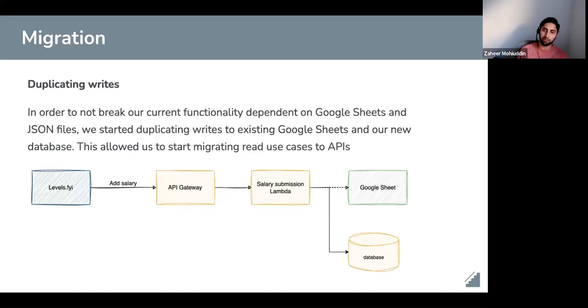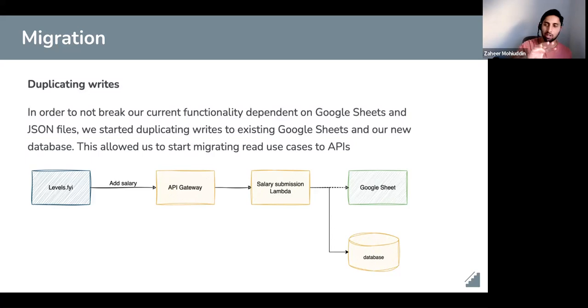The way we migrated off of Google Sheets is a very standard protocol for any sort of database or data migration. Typically you would duplicate writes and then migrate the read path. You can imagine at one point all writes, any new salary created, were going into Google Sheets. The final state we wanted is that all reads and writes go to the database. So the way you do this, as with pretty much every database migration, is you duplicate writes to both areas.